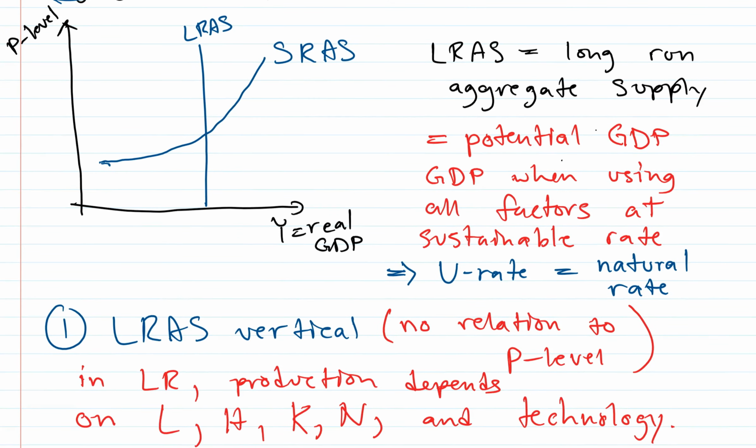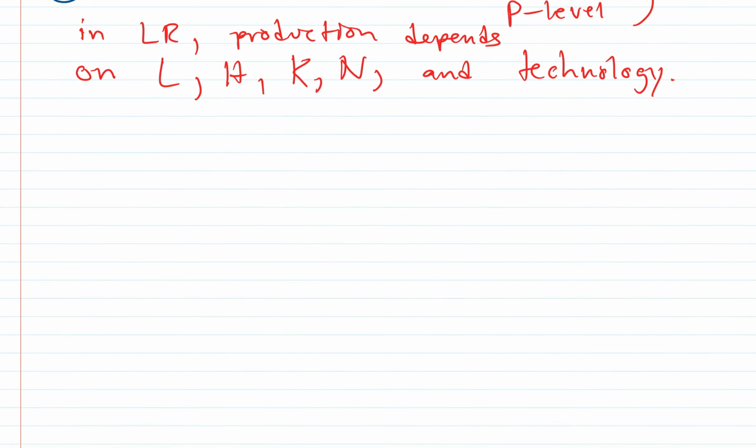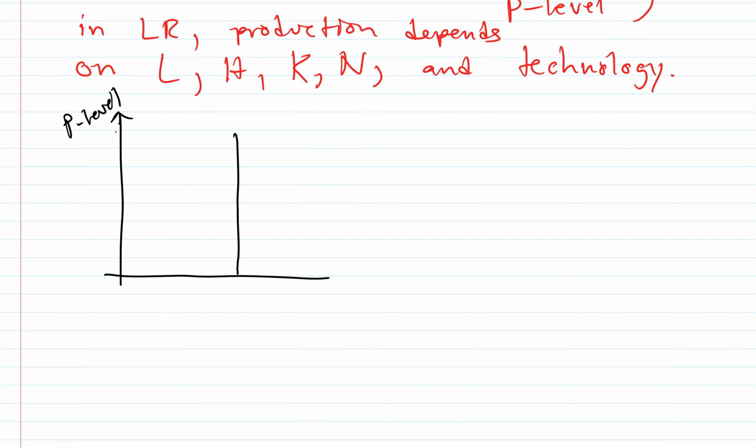What I mean by no relationship, I can maybe just show it here. So it's our long-run aggregate supply. You're here at A, and then the price level goes up. Now you're here at B. So yes, the price level changed, but real GDP did not change. Your machines did not change, your labor did not change, your technology didn't change, none of it.